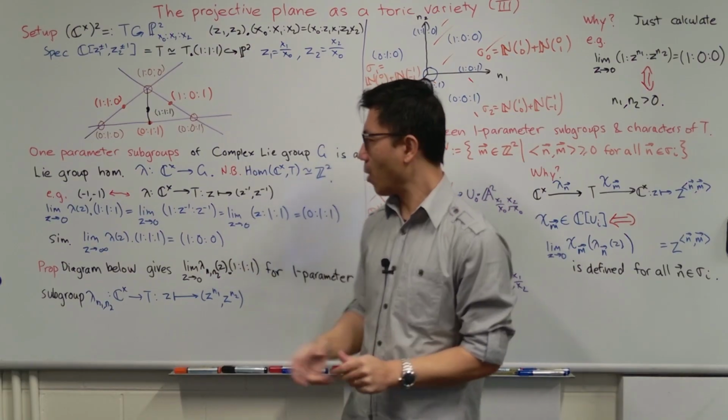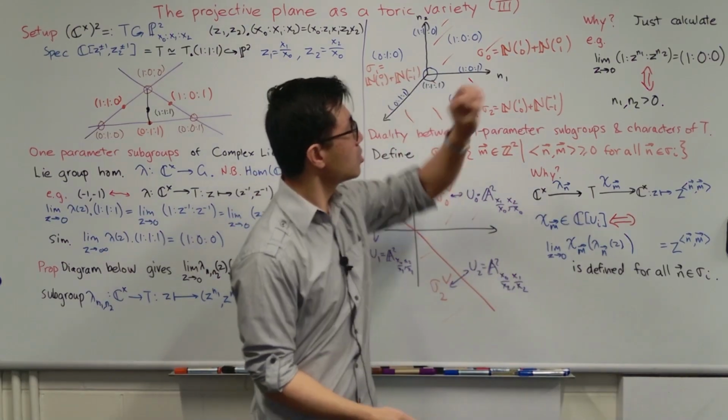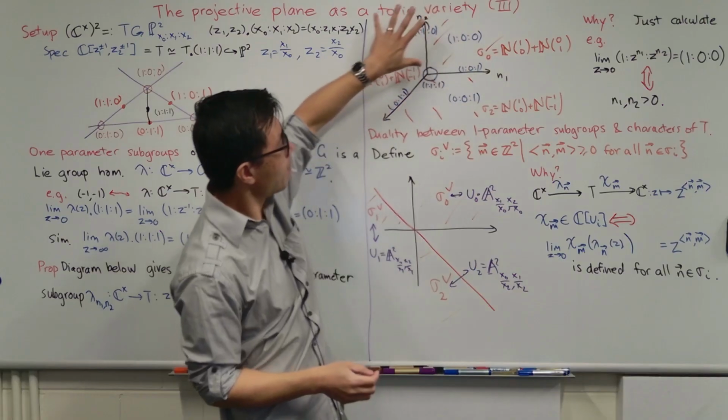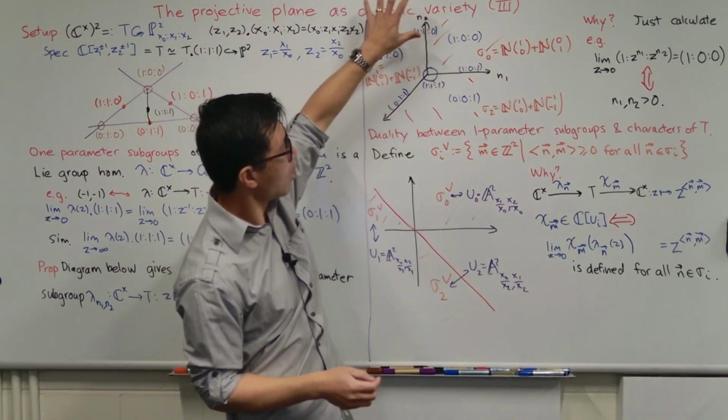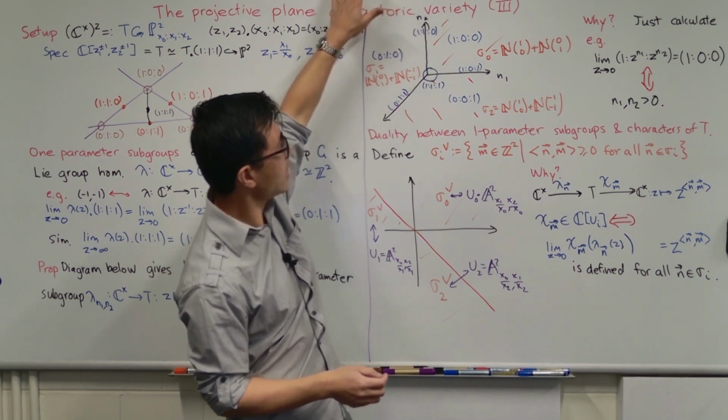So this is just a calculation to see what this is. But let me sum up briefly what's happening in this diagram. So what are the possible limit points that you can have?